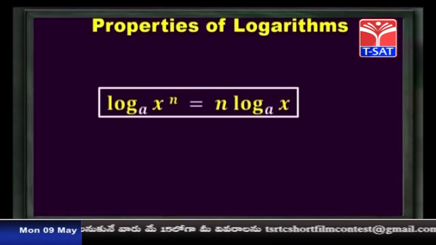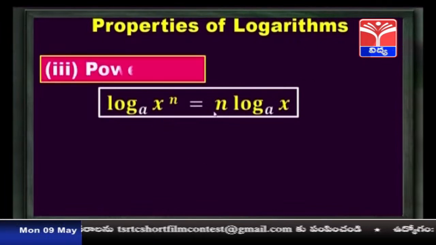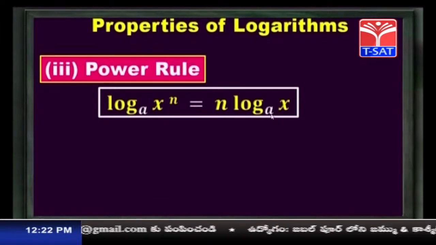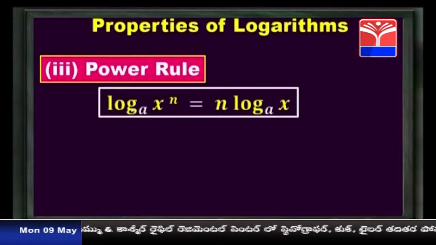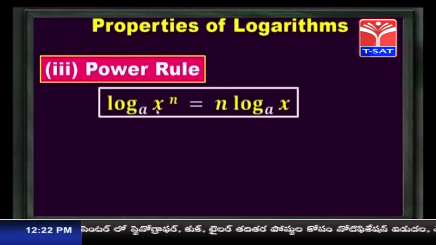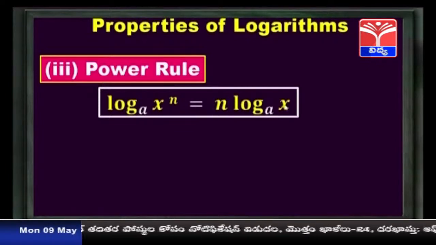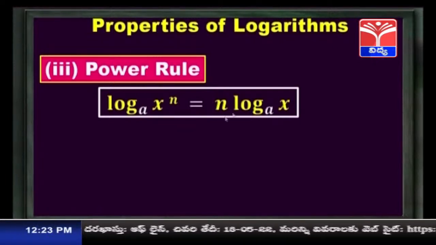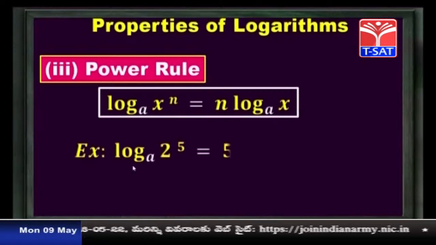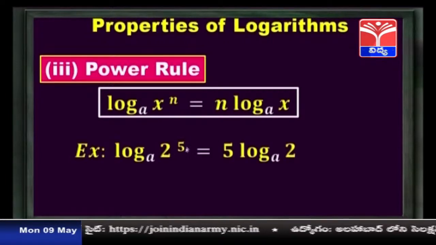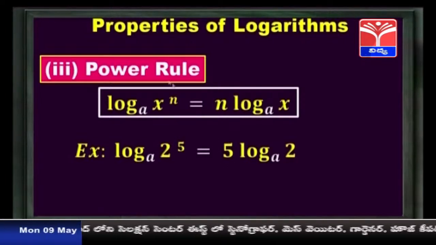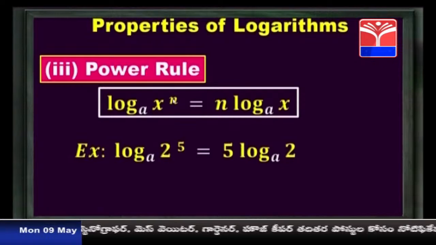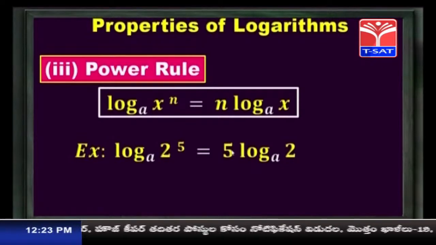Now, the third property, log x power n is equal to n log x to the base a. So, this is the power rule. While doing the power rule, what we are writing here, log x power n is equal to n log x. Whatever there is in the power, it will come to the coefficient of the logarithm. Let us take one example. Log 2 to the power of 5 is equal to, I can write, whatever is there in the power will come to the coefficient of logarithm. So, the power rule is log x power n is equal to n log x.